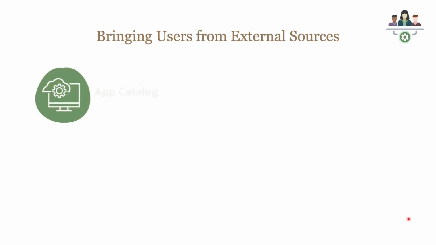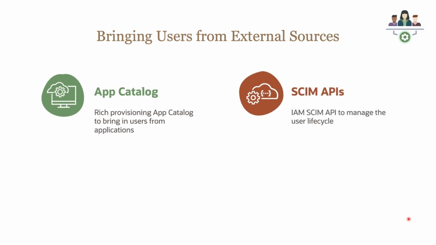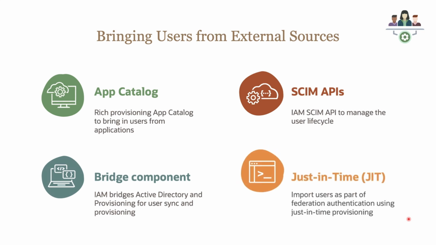You can bring them to IAM using automation in several ways, depending on the use case. You can use methods like app catalog to bring users from applications like Oracle HCM, that is Human Capital Management, or Oracle Unified Directory and Oracle Internet Directory. Or you can use SCIM APIs, the System for Cross-domain Identity Management, for user lifecycle. Additionally, IAM provides the Active Directory Bridge and Provisioning Bridge software component that customers can install locally on-prem to sync and provision users to OCI IAM. And to import users as a part of federation, you can use just-in-time provisioning.